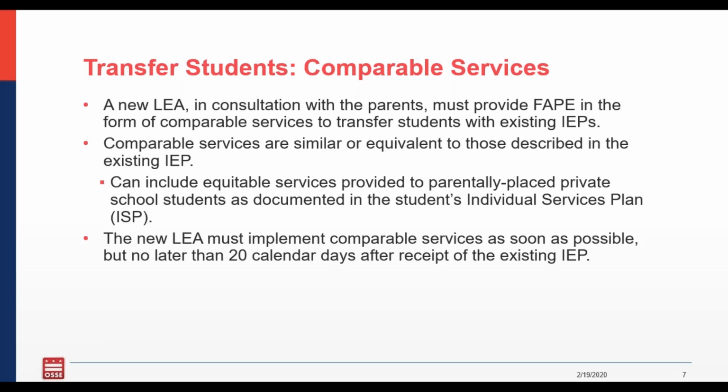And comparable services can include equitable services that are provided to students who are transferring in from a private school who have an individual services plan. So individual services plans or ISPs are different from IEPs because students in private schools do not have entitlements under IDEA in the same way that students in public schools do. So when you get a student who has an ISP, that document's going to look a little different, but you should be providing comparable services as appropriate, so the similar or equivalent to those that are described in the ISP.